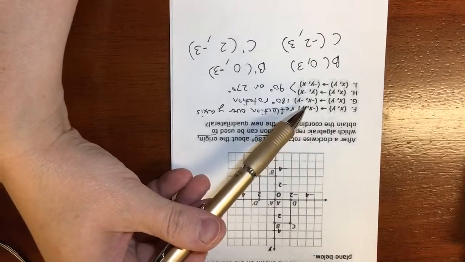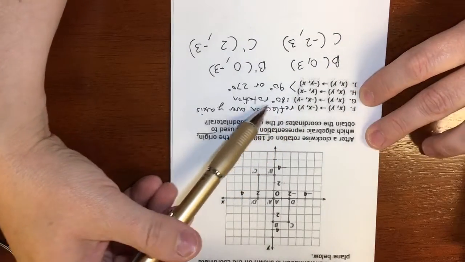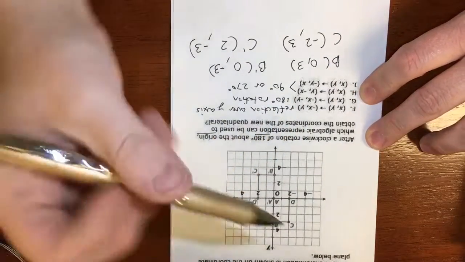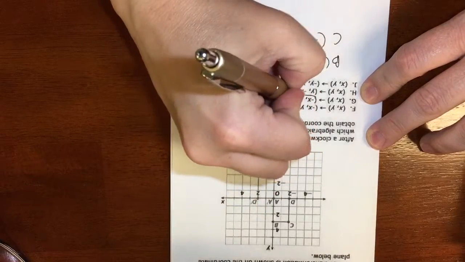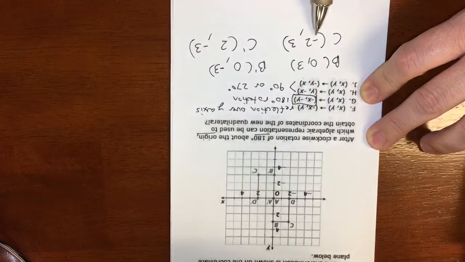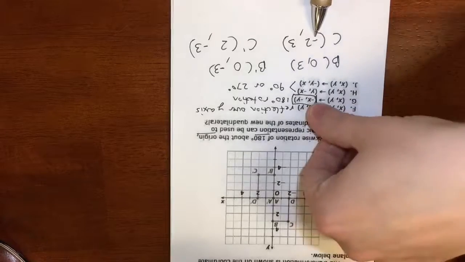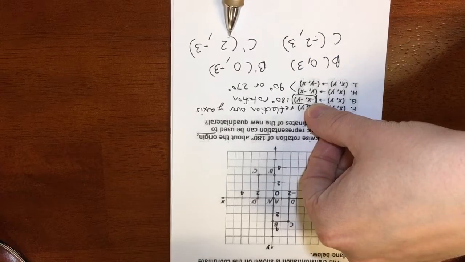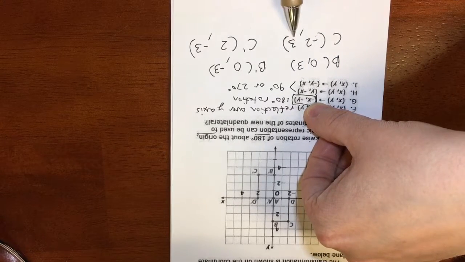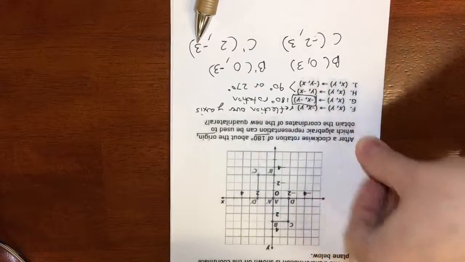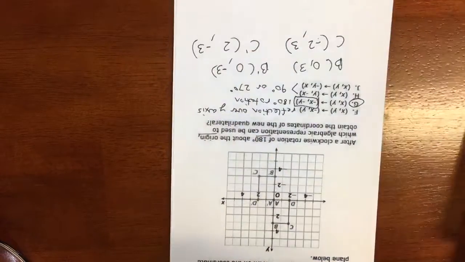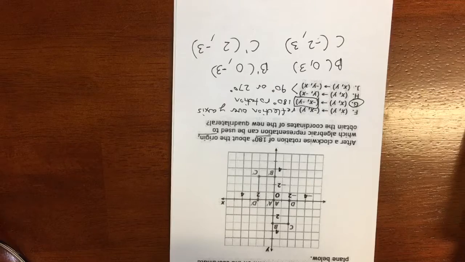So my 180-degree rotation has both of them changing to the opposite. So this was negative, now it's positive. That's what happens when I multiply by negative. This was positive, now it's negative. So I can tell the 180-degree rotation would be G.